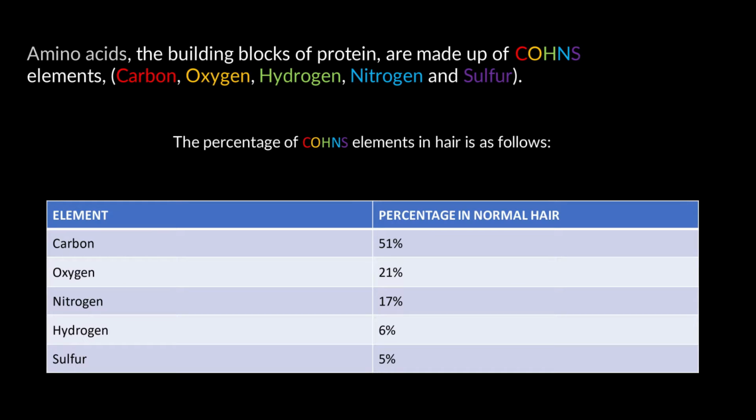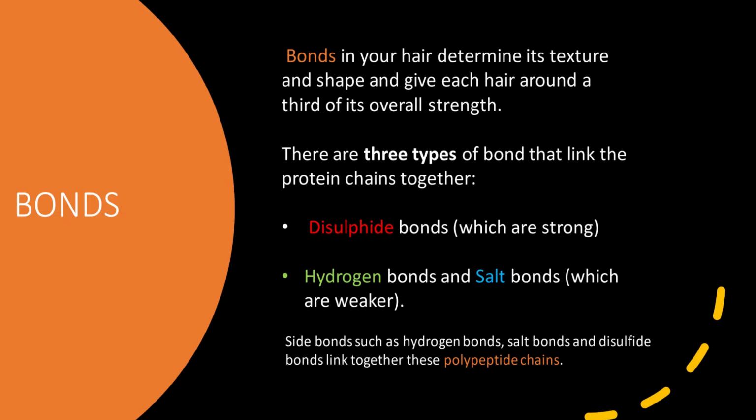Amino acids, the building blocks of protein, are made up of COHNS elements: carbon, oxygen, hydrogen, nitrogen and sulfur. The percentage of COHNS elements in hair is as follows. Bonds. Bonds in your hair determine its texture and shape and give each hair around a third of its overall strength. There are 3 types of bond that link the protein chains together.